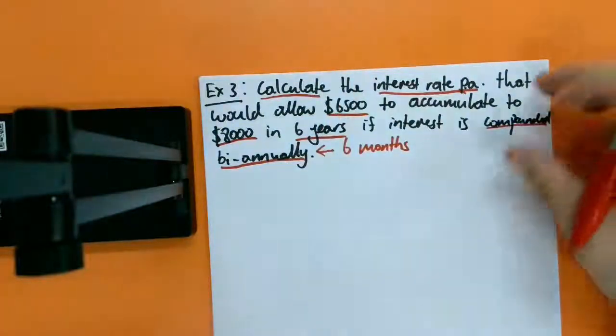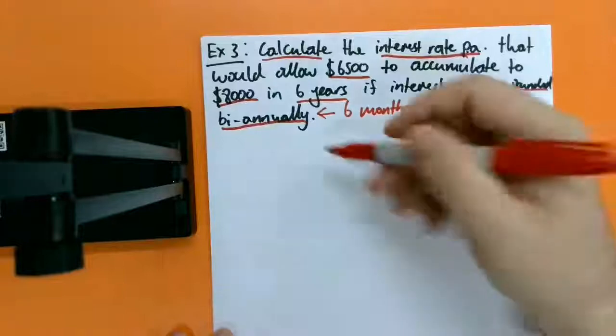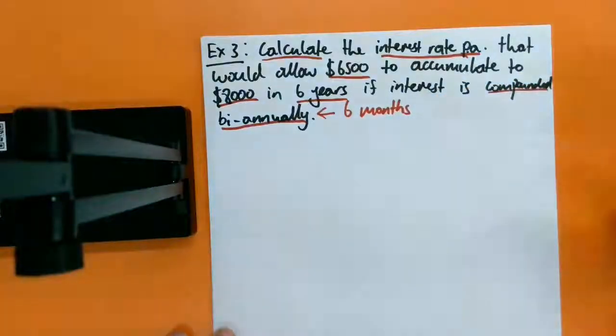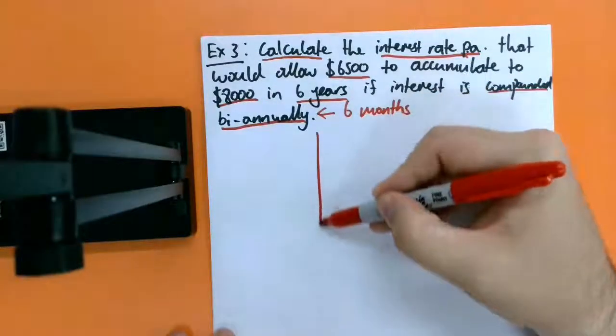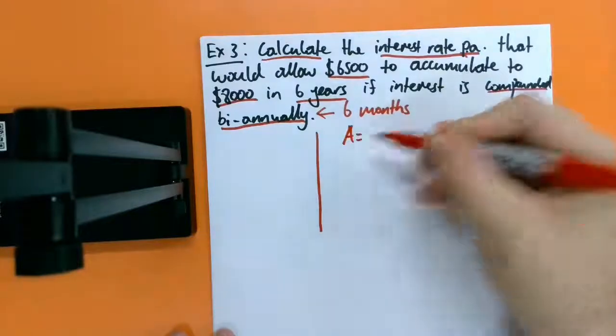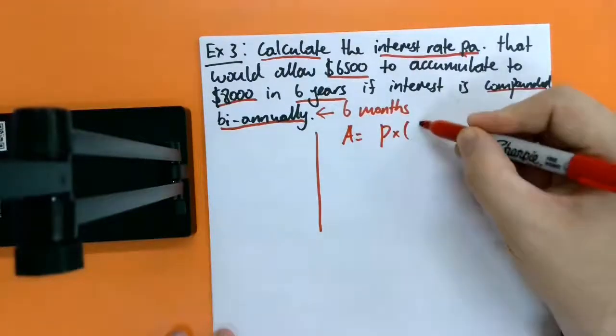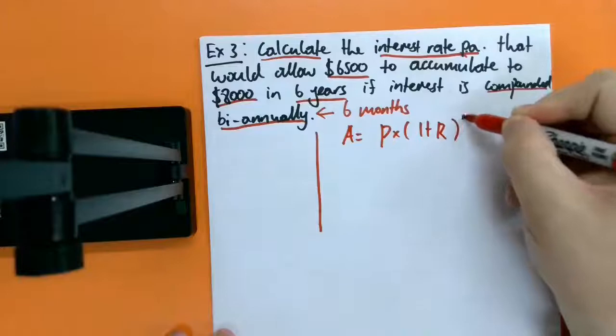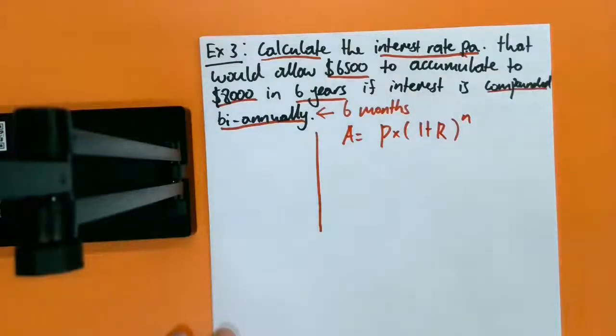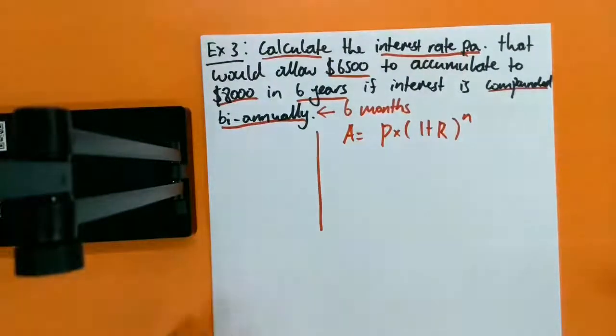along with the compounded biannually, okay? Now, it says that it's compounded biannually, so we know straight away that we're going to be using the compound interest formula. A is equal to P outside of 1 plus R all to the power of N. Okay, so let's have a look about how we would do this sort of question.